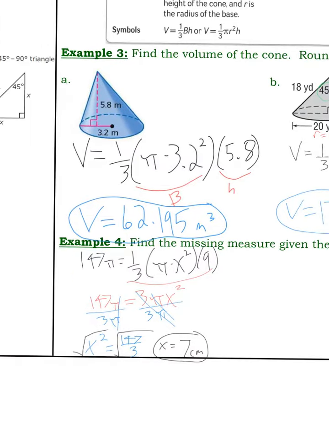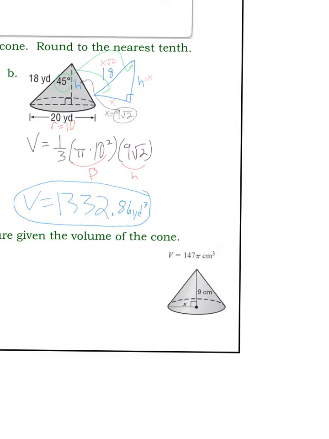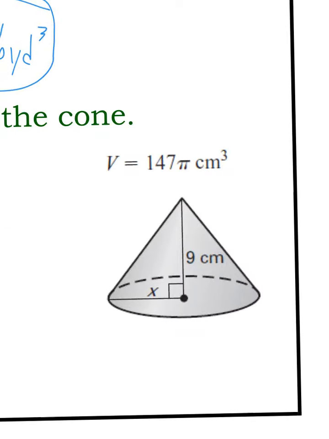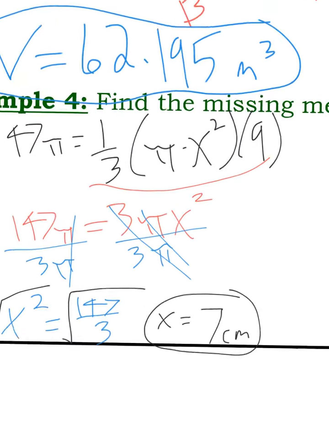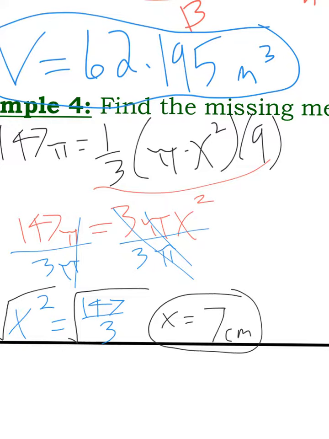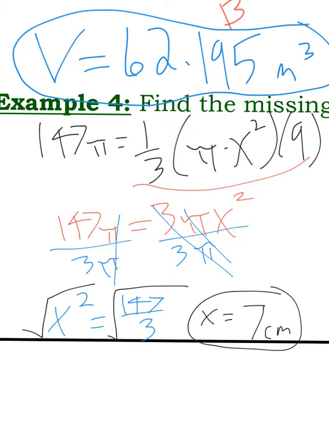Now this last one was find the missing measure given the volume of the cone. The volume of this cone was 147 pi cubic centimeters, and I give you the height of the cone, but not the radius. So let's see what I did. It's 1/3 the area of the base, pi r squared, pi x squared, times 9, the height of the cone, equals 147 pi. What I did first is 1/3 times 9, and that makes 3.